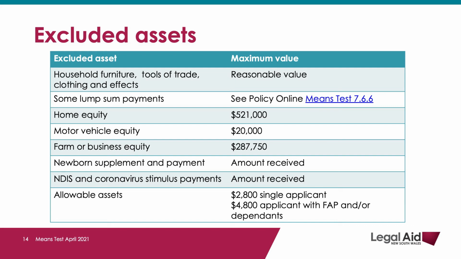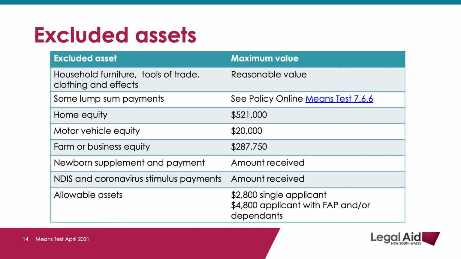Where an applicant owns the home they live in, we allow a home equity deduction of up to $521,000. In most cases, they will be required to sign a charge agreement to secure the cost of proceedings against the property. Legal Aid New South Wales will only enforce the charge if the property is sold or transferred.